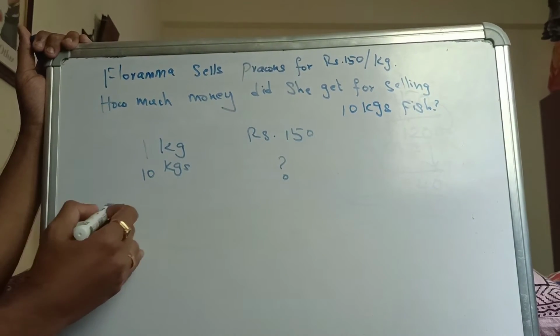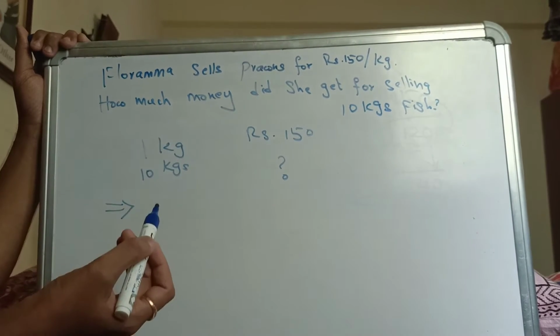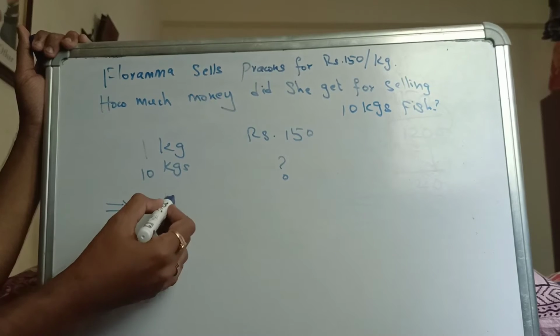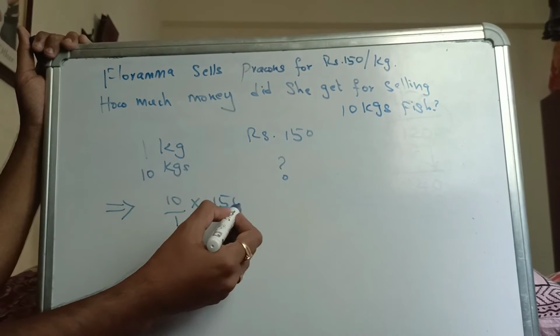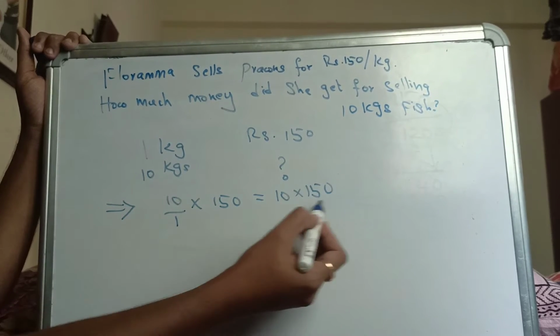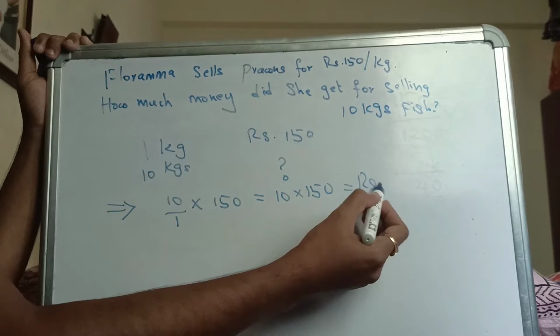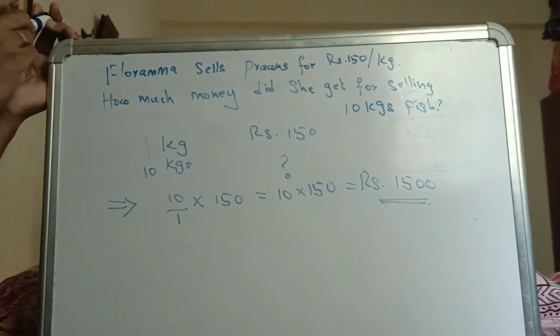This is the mathematical version. So what is the answer? The answer will be derived from the formula: the number below divided by the number above into the number above the question mark, which is 10 by 1 into 150, equal to 10 into 150, which is a straightforward multiplication, right? Which is nothing but 1500 rupees. 150 into 10.